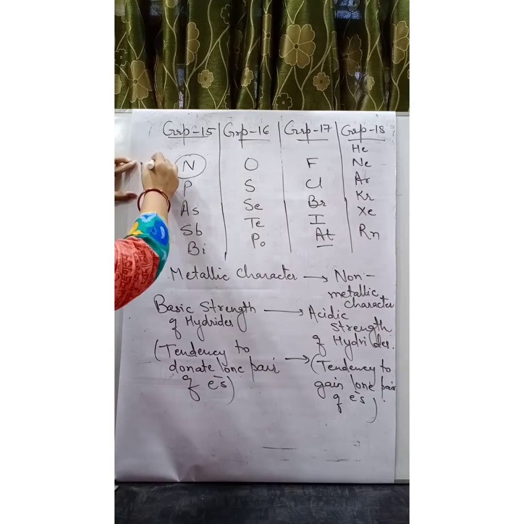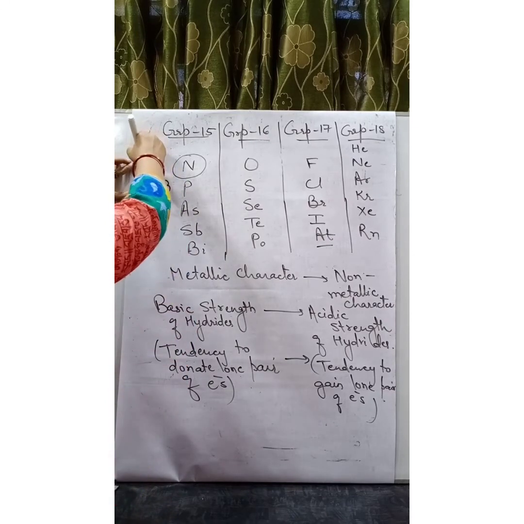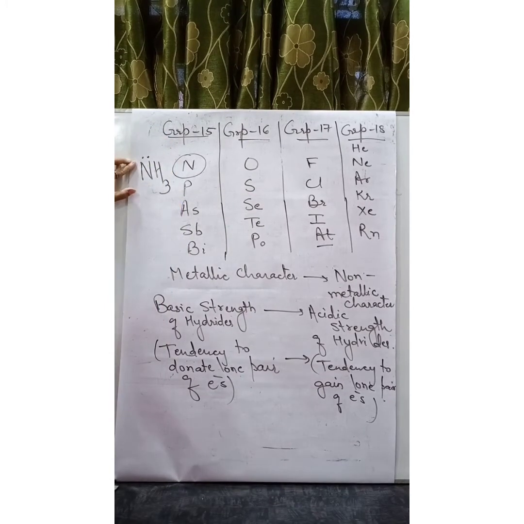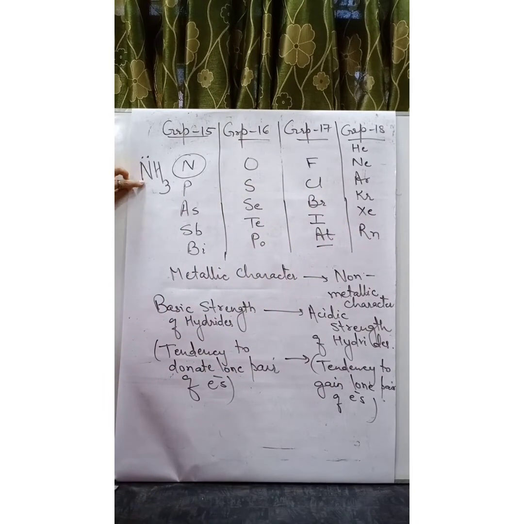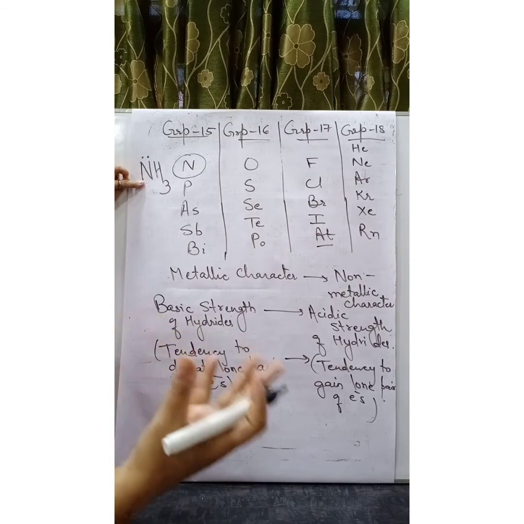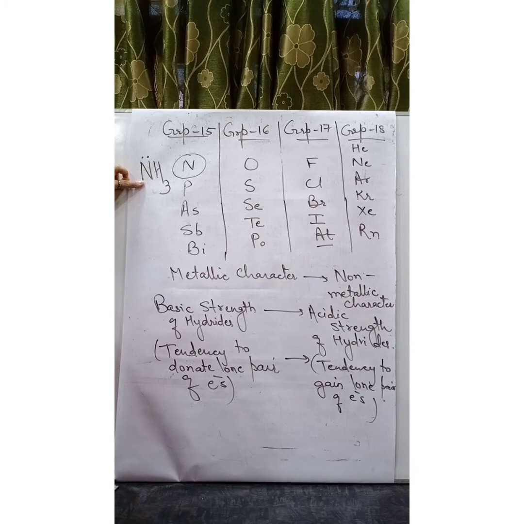Nitrogen forms a hydride of the type NH3. There is a presence of lone pair on nitrogen. Now this lone pair on nitrogen can donate. So this ammonia has the tendency of behaving as a base. So it shows basic nature.